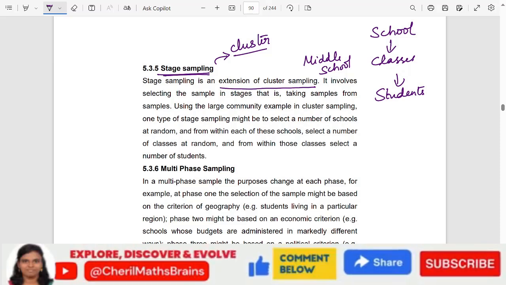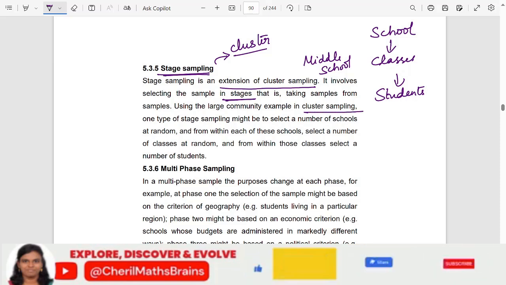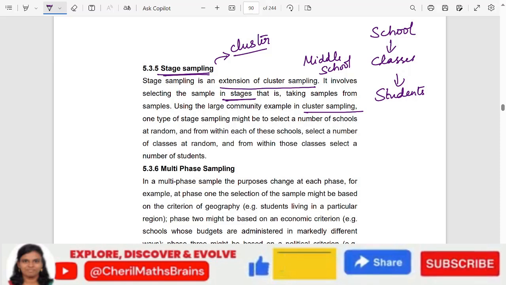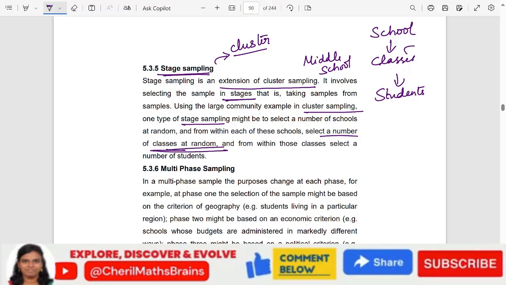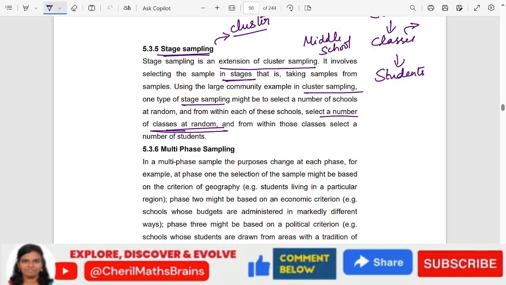So selecting the sample in stages. So from the large community, this is a large community example, in cluster sampling you have one type of stage sampling. From the number of schools you are going to select the number of classes at random. So in the classes you can select it at random and then you can do it.